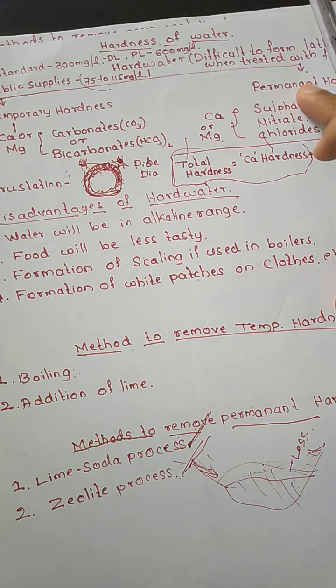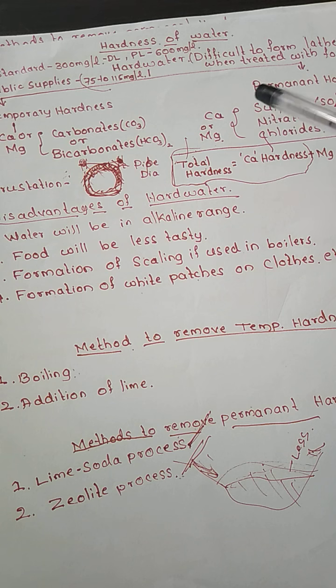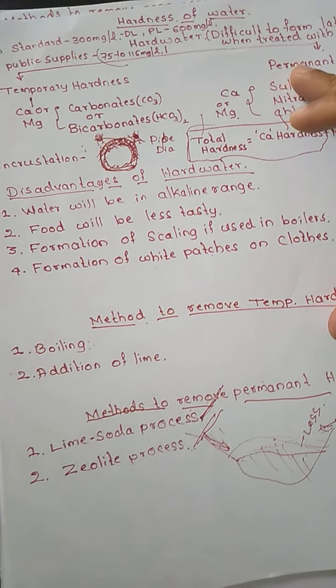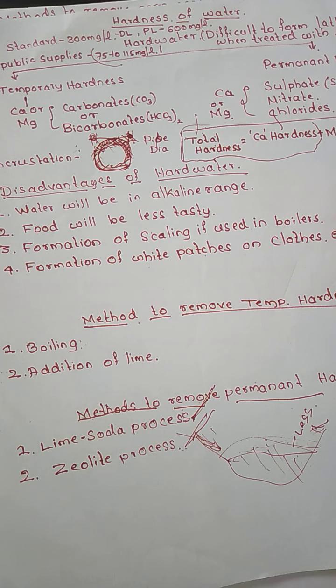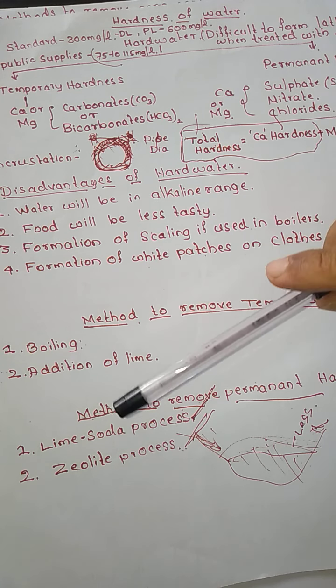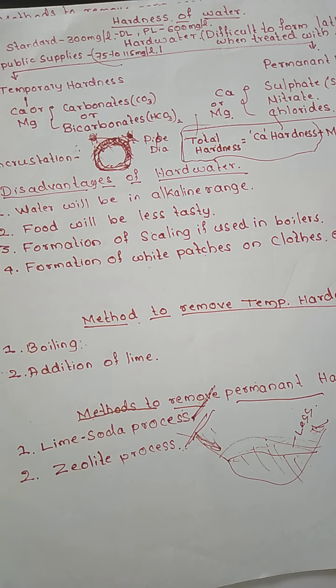Now the disadvantages of hard water: water will be alkaline, food will be less tasty, formation of scaling, formation of white patches on clothes, etc. Then it is going to create a problem in your boilers also. Methods to remove temporary hardness are boiling and addition of lime. Methods to remove permanent hardness are the lime soda and the zeolite process.